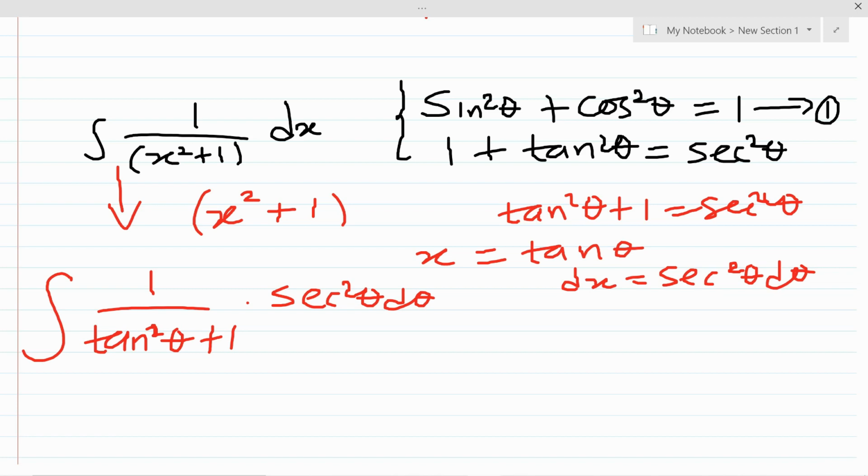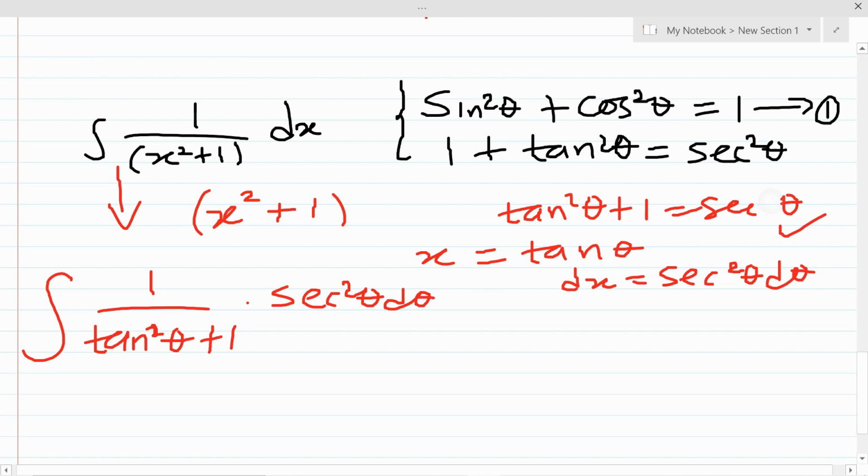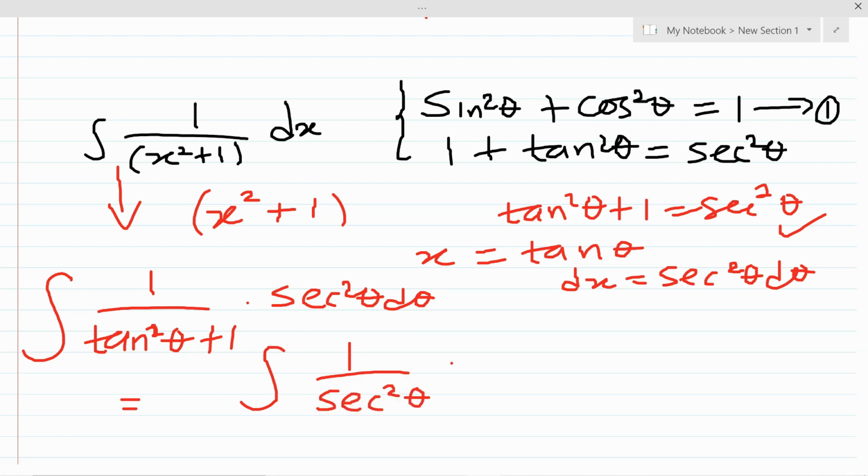Now from this trig identity, tan squared theta plus 1 is what? Sec squared theta. Let me write it all for you. It's equal to sec squared theta. Alright, so this whole integral becomes the integral of 1 over tan squared theta plus 1, which is sec squared theta, then times sec squared theta d theta, because the sec squared theta d theta is from the dx. Now this sec squared theta can cancel this, and so everything becomes the integral of 1 d theta.